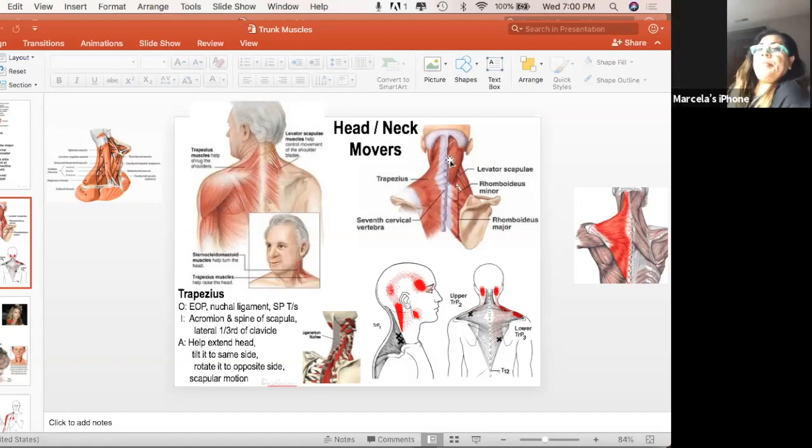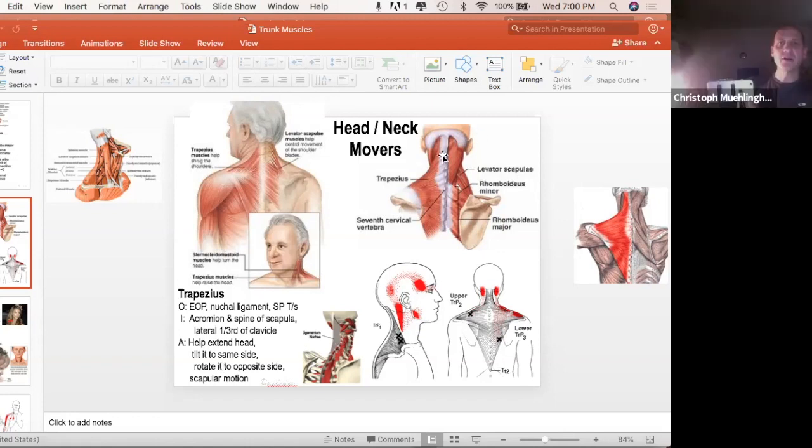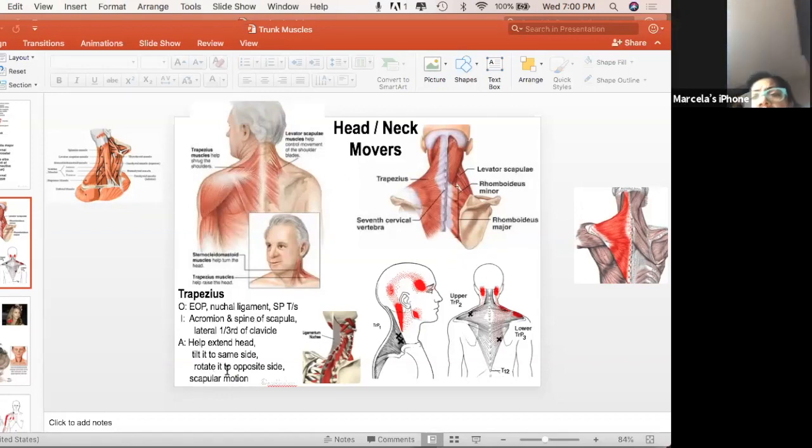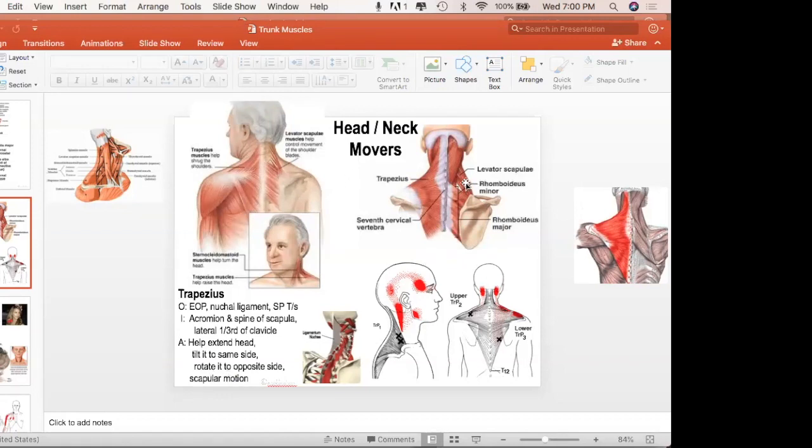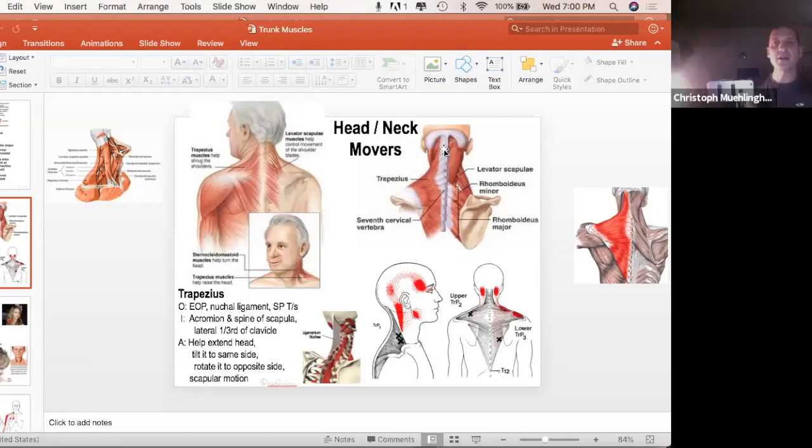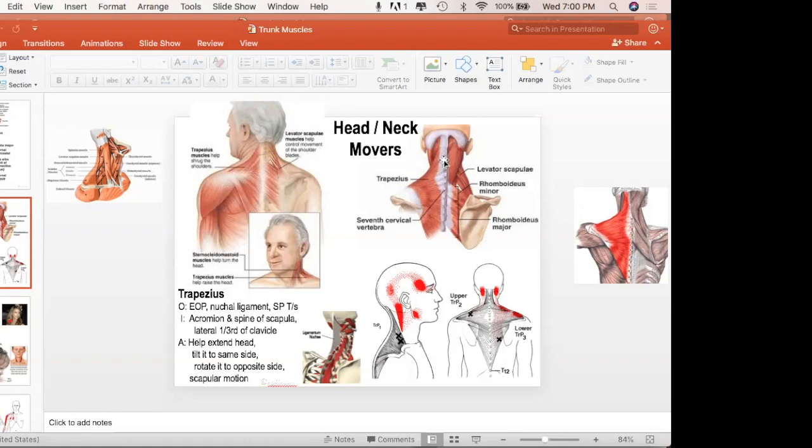So tilt the same side is when these contract here, the head goes down to the shoulder on this side. You can see that? When these muscles contract, the head goes down. And then rotate the opposite side, that's a little bit harder. But when these contract here, it does pull the head over a little bit. It does help pull the spine over.